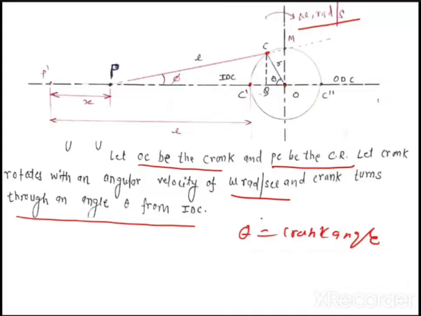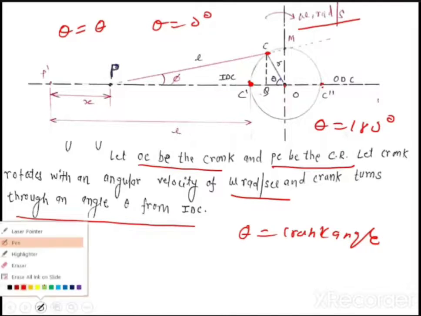So basically, if you understand this, when the crank is at the inner dead center, this theta will be equal to 0 degree. And when this crank moves to C double dash, the theta will become 180 degree. So this crank is moving from this point to this point, so it becomes 180 degree. And at this point C, the angle theta will be equal to theta, whatever the value. I hope you are understanding this construction.